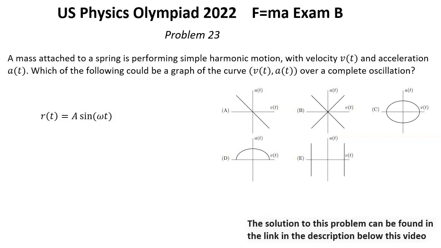If displacement has a dependency on time as amplitude A multiplied by sine omega t, in that case velocity and acceleration have a dependency like this, and this is exactly the parametric equation for an ellipse. It means that the correct answer is C, and that was the solution for problem number 23.